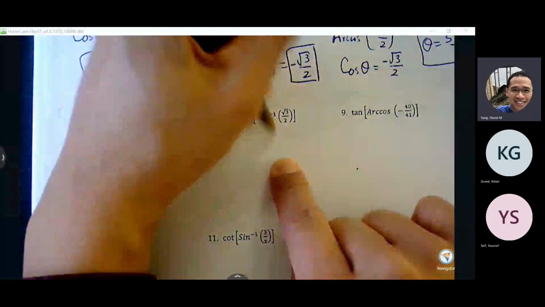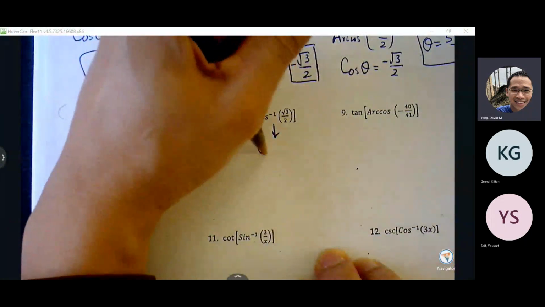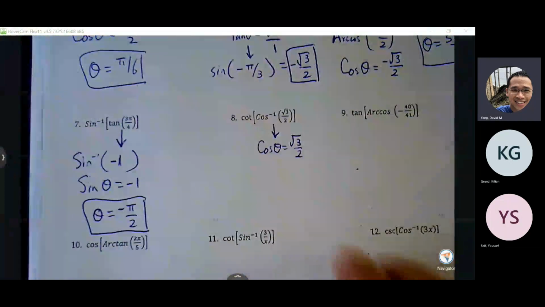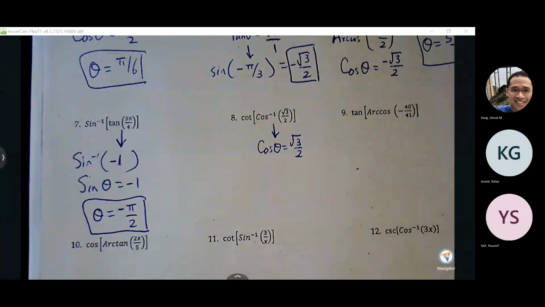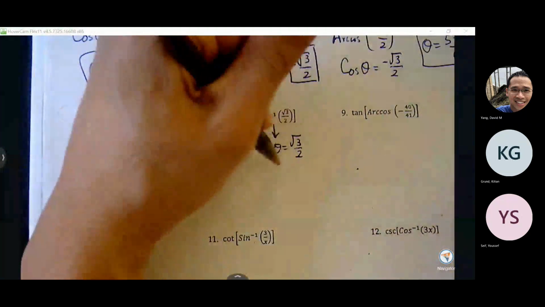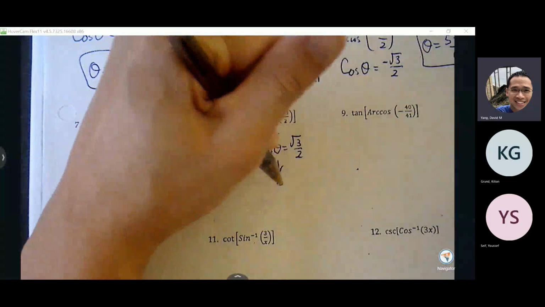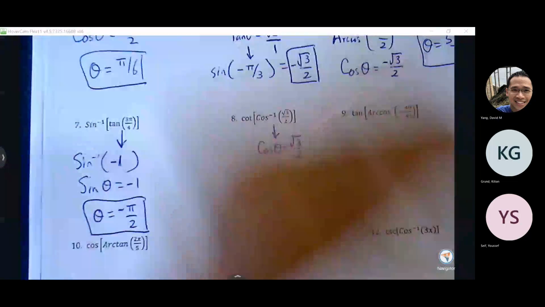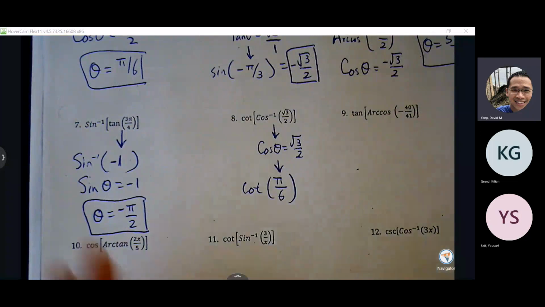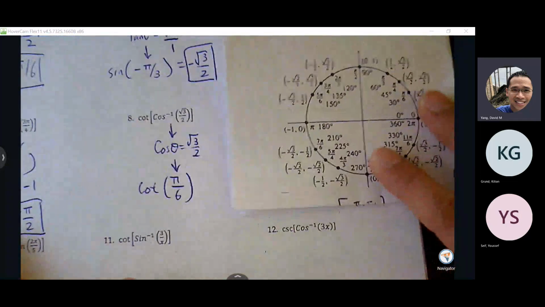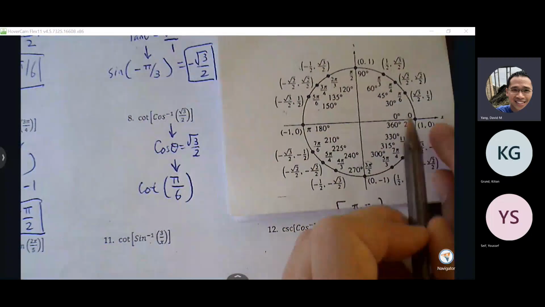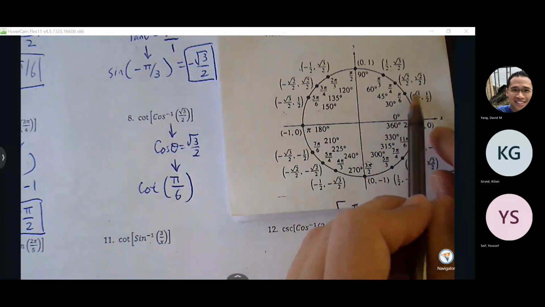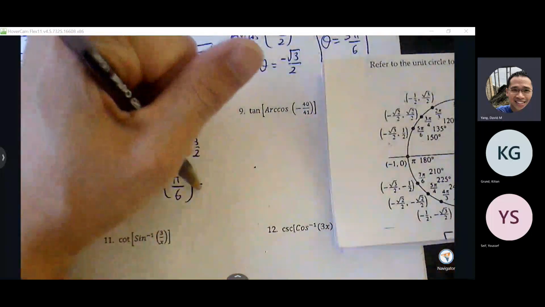Okay, principal values, cosine theta equals root 3 over 2. But it's a positive ratio, so that's easy, first quadrant. So it's going to be in that pi over 6 family. So now cotangent of pi over 6. Cotangent is x over y. So x over y is root 3 over 1, which is just root 3.